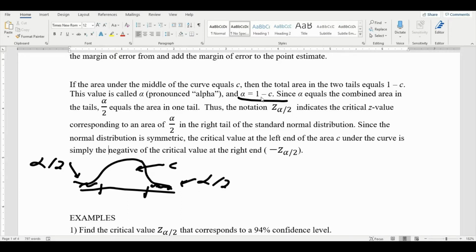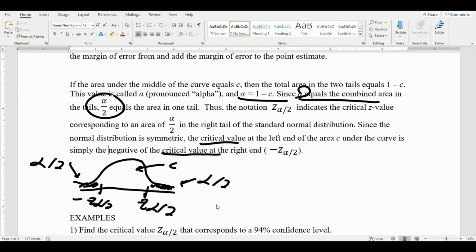Maybe this makes more sense, but that's what it says. 1 is the whole area, C is what's in there, and what's left over is in these two tails. The two tails combined equal alpha, the combined area. When you divide them up and it's all symmetrical, you get alpha over 2 as the area in each tail. And so what we're going to be looking for is this critical value and then this critical value, which is actually the same thing as this critical value, except it's the negative of it. So that's referred to as a critical value.